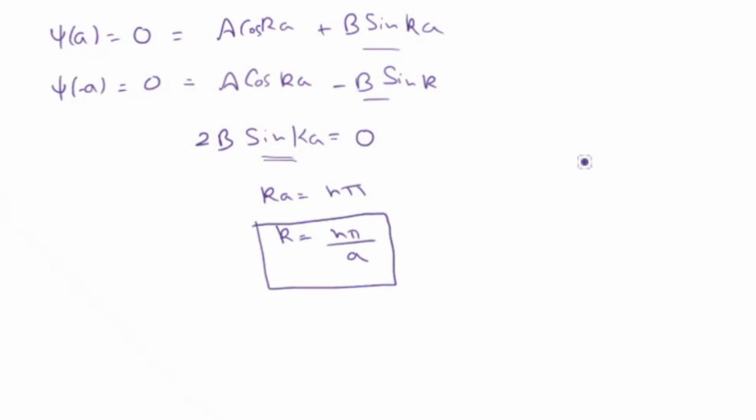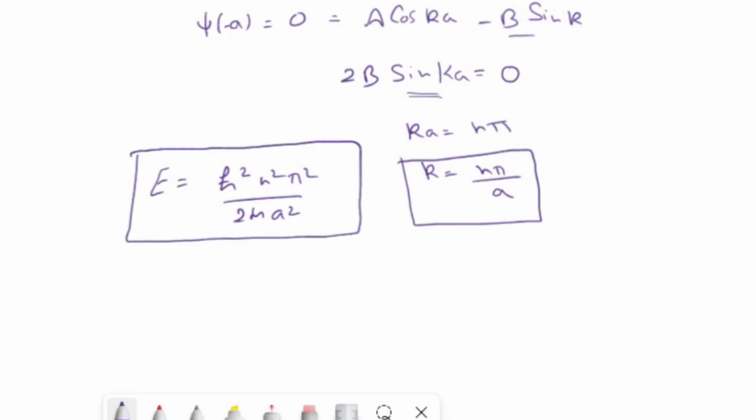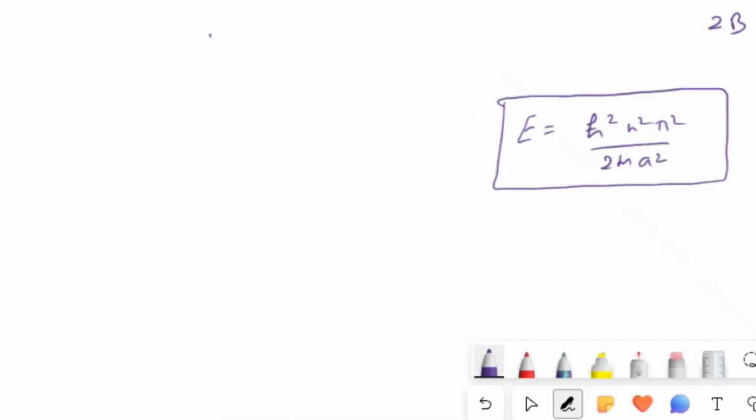and the corresponding energy will be h square n square pi square upon 2m a square. Now what this has led us to, if we plot the energy versus k plot, we will see how it is modified if you put the restriction.